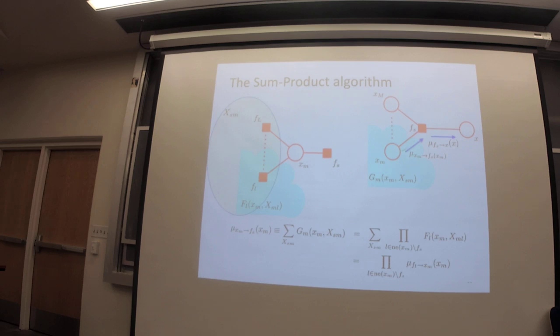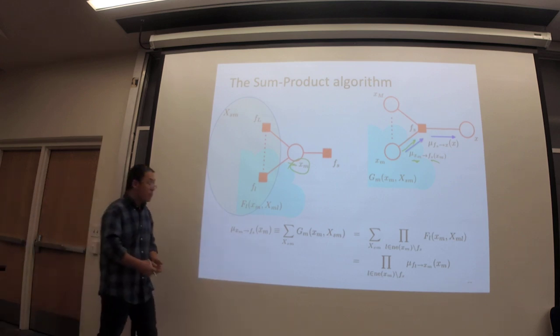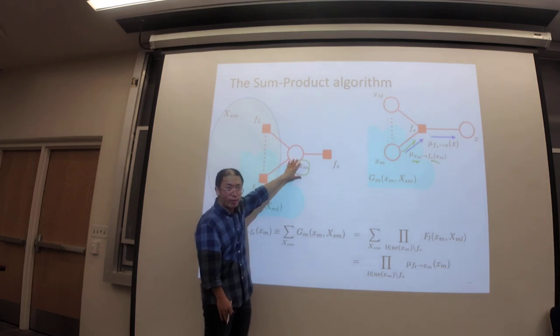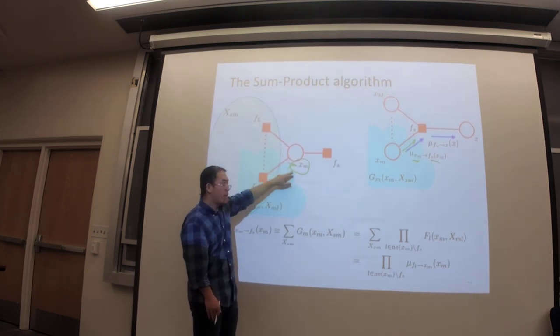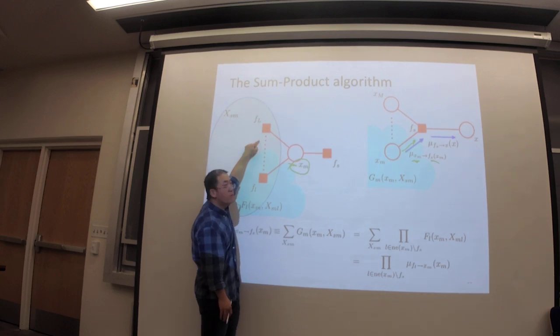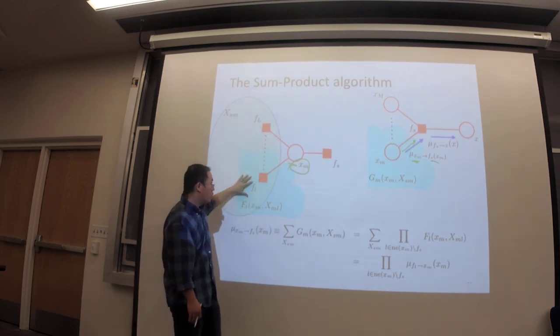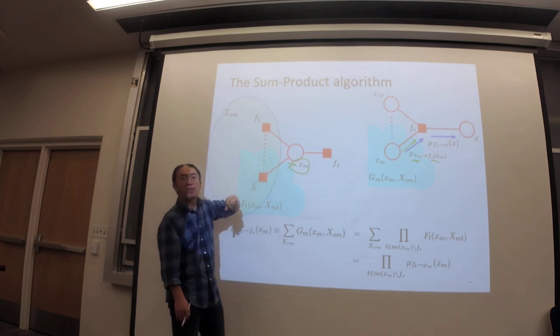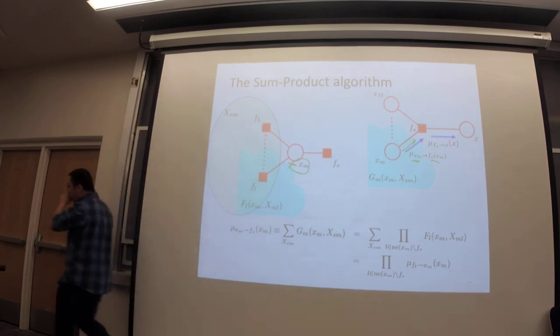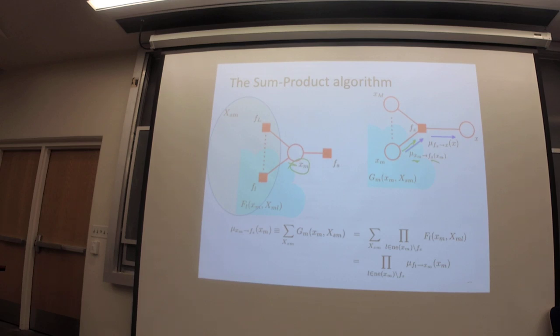So this is our target: a message from a variable node to a factor node. If you look into the subtree rooted at xm, again, this is a factor product. That means all the neighbors of xm, all the children of xm in the subtree, are factors. Right? And we can define them to be f1 to f big L, right? And this product can be further decomposed.